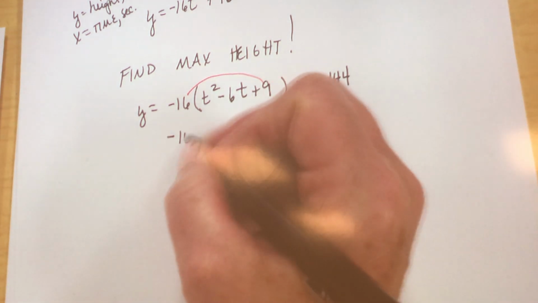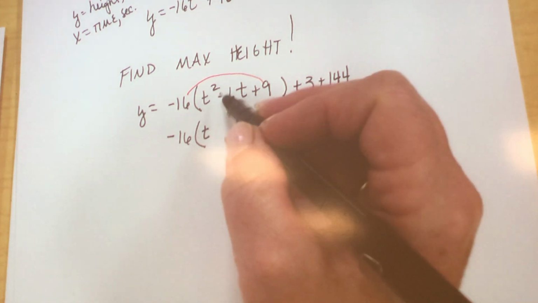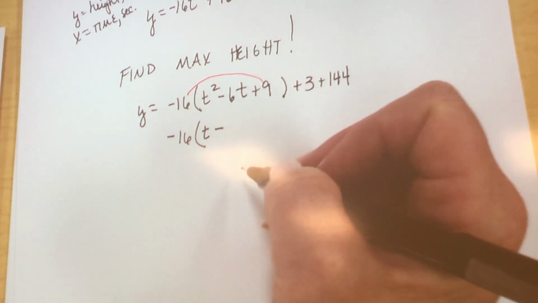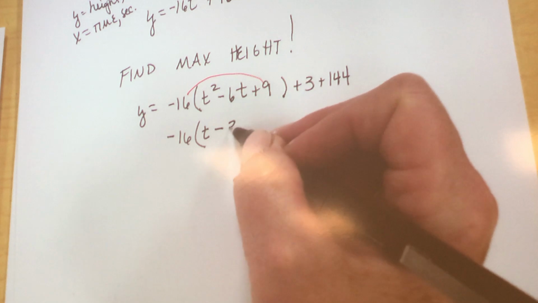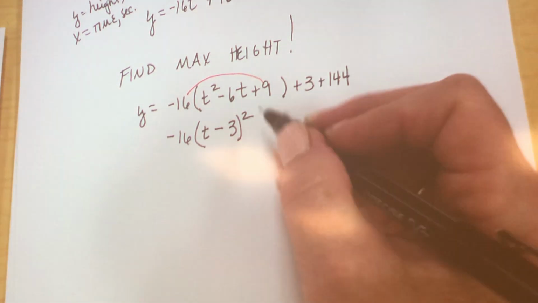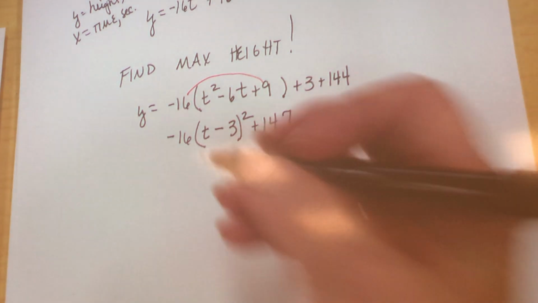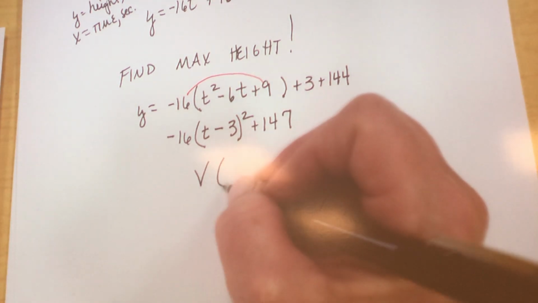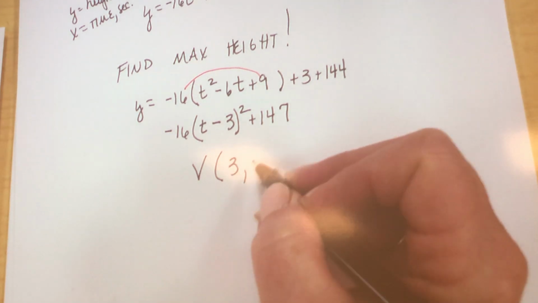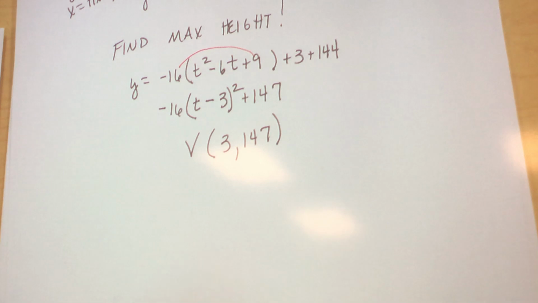So negative 16 times square root of the first, keep the sign, square root of the last, quantity squared. What's 3 and 144? 147? What's my vertex? 3 and 147. Okay? 3 and 147.